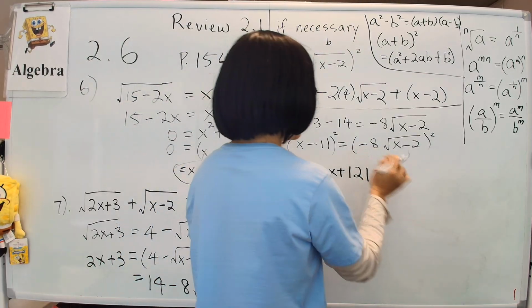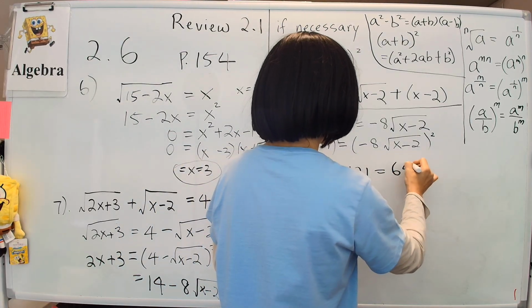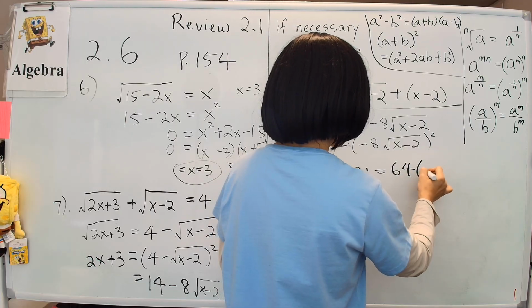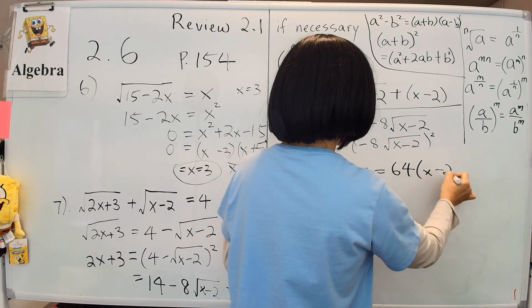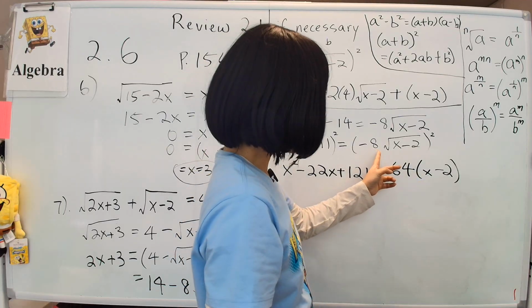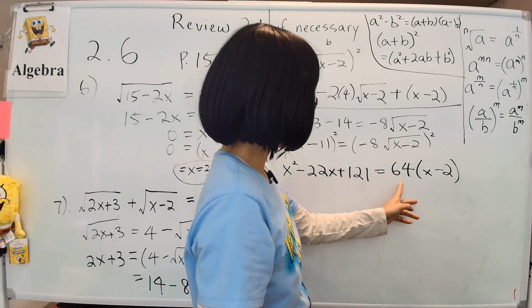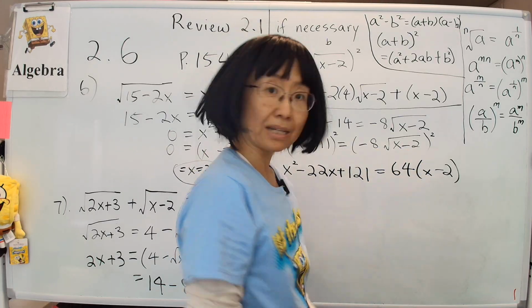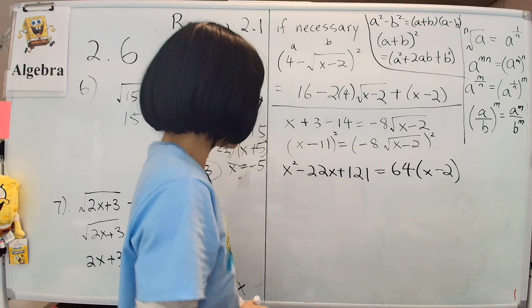And then this side becomes 64 times x minus 2. Because the square root takes care of it, we're squaring 8, and then it becomes 64, and then this thing squared is just x minus 2. All right, so far so good.